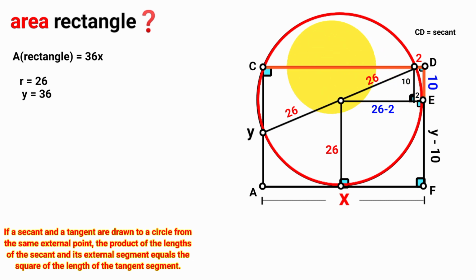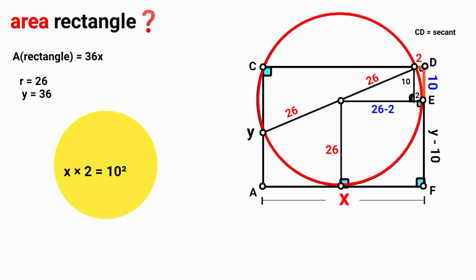The length of this secant line is x. Its external segment here is 2, and this tangent is 10. Following this rule here, x times 2 equal to 10 squared. x times 2 is 2x, and 10 squared is 100. So 2x equal to 100. Divide both sides by 2. Here 2 cancels 2, while here 100 divided by 2 is 50. So x equal to 50.